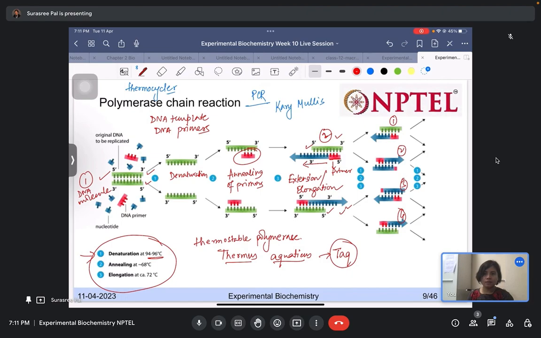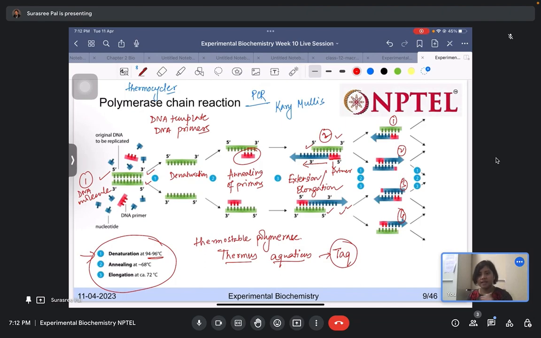So here the number of copies are increasing exponentially, right? So that is why it's called an exponential amplification. And we will carry out this reaction for approximately 25 to 30 cycles.